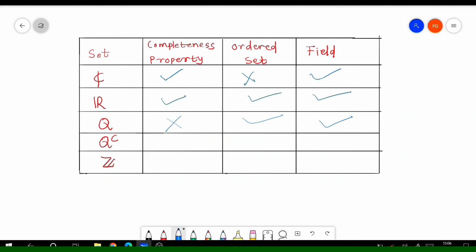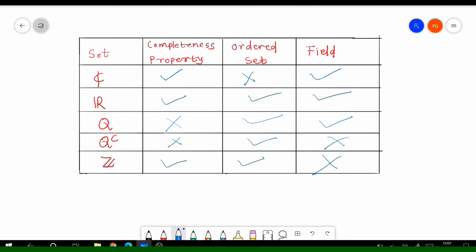Now coming to rationals. As we saw in the example where e was not in Q, Q does not satisfy the completeness property. Q is an ordered set and it is also a field. Now coming to Z. Z is an ordered set but Z is not a field. Why? Because 2 belongs to Z but the inverse of 2, which is 1 by 2, does not belong to Z, and hence Z is not a field.